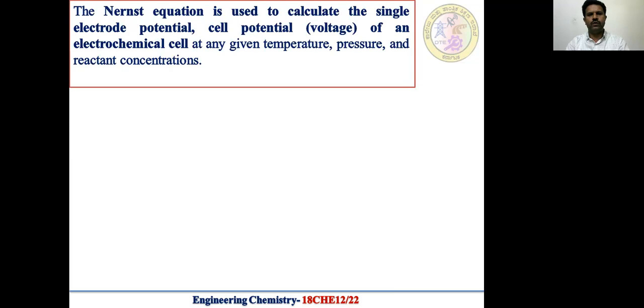So what is the use of the Nernst equation? The Nernst equation can be used to calculate the single electrode potential and cell potential of an electrochemical cell at any given temperature, pressure, and reactant concentrations.